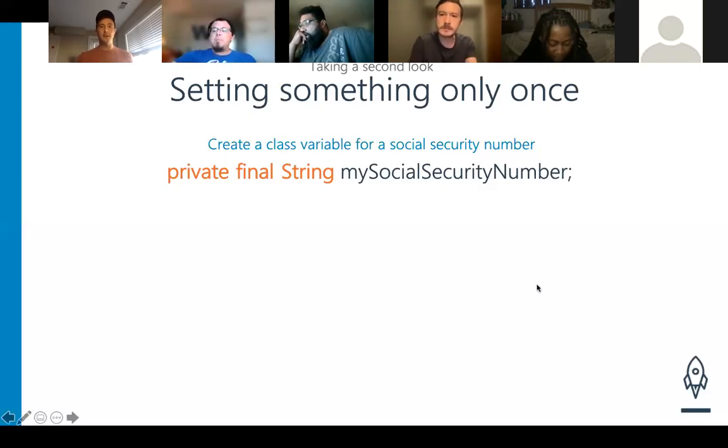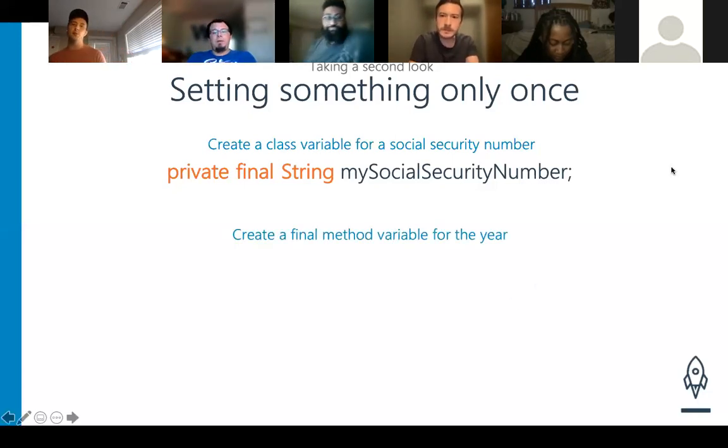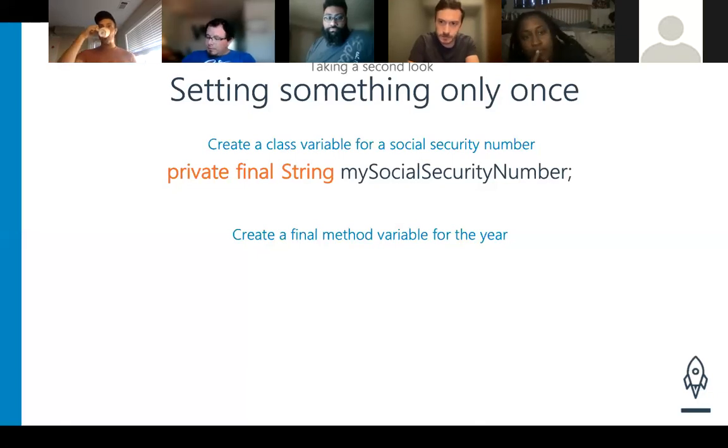All right, let's keep moving on then. Create a final method variable for the year. For the year, a method variable for the year.